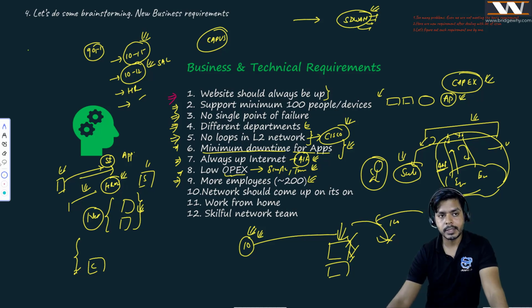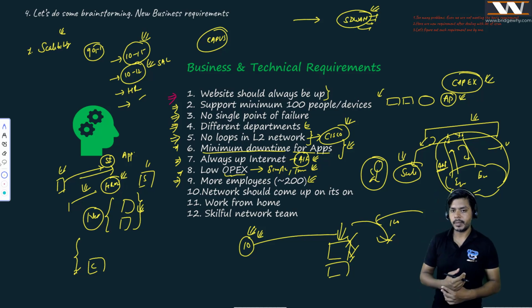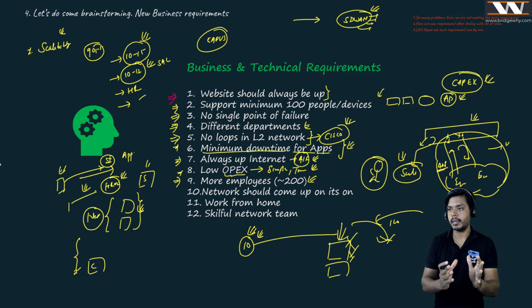Now try to understand. We are talking about one of the important pillars of network design, which is scalability. We are making our design futuristic. If more employees come, I do not need to change a lot in the design, but my existing design will be able to onboard the new employees also.